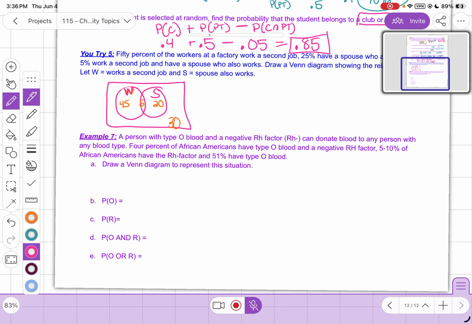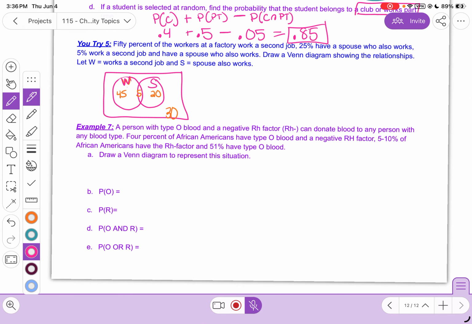Okay. So our last example. A person with type O blood and a negative Rh factor can donate blood to any person with any blood type. 4% of African Americans have type O blood and a negative Rh factor. So, right here, O and negative is 0.04, 4%. 5 to 10% of African Americans have the Rh negative factor. And 51% have type O blood. Draw a Venn diagram to represent this situation.